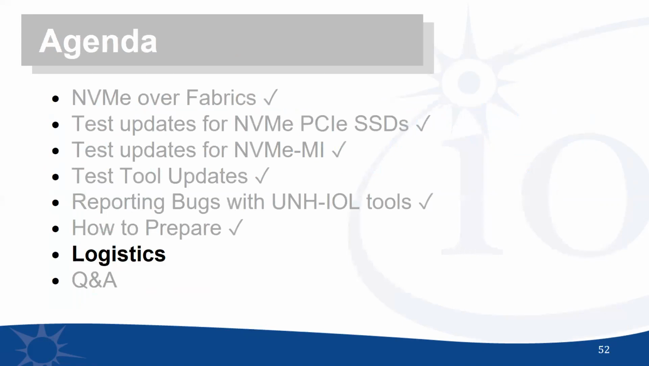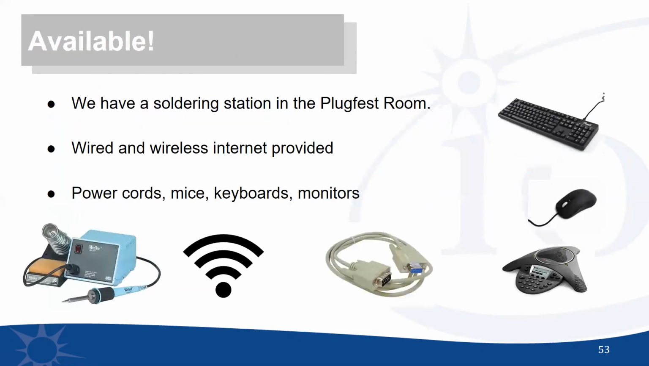And last is logistics. So at our lab, we do have mice, keyboards, monitors available. We do have wired and wireless internet. We do have a soldering station if you require that. Contact us ahead of time if you do know that you require anything in particular, and we can make sure to have that available for you when you arrive on Monday.